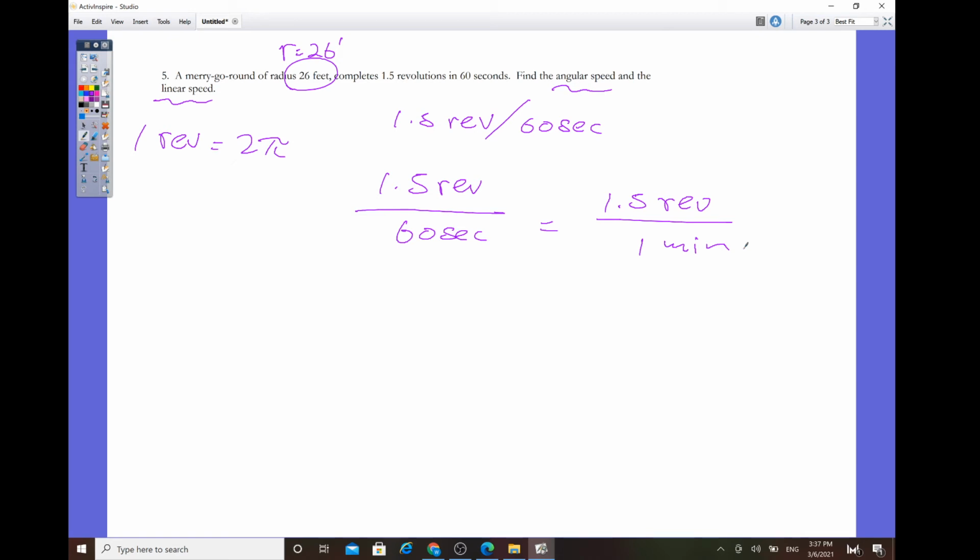In order to convert that from revolutions to radians, guess what we can do? Multiply by 2 pi radians for every single revolution. The same units cancel, so now we have 1.5 times 2 pi. Again, leave the answer in terms of pi. So what we found here is 3 pi radians per minute. And guess what this is? W, the angular speed.